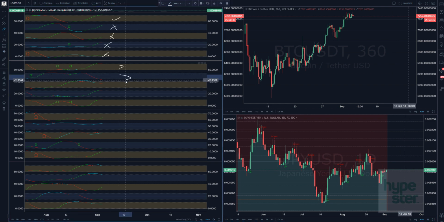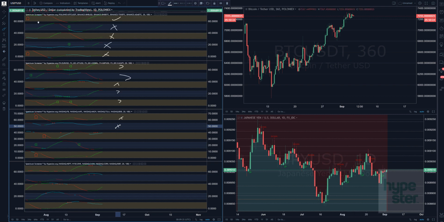Okay, so this is just an example. I'm showing you how I pick my assets. You know, another thing that's important to see. Look how some markets, some assets, look so different from others.